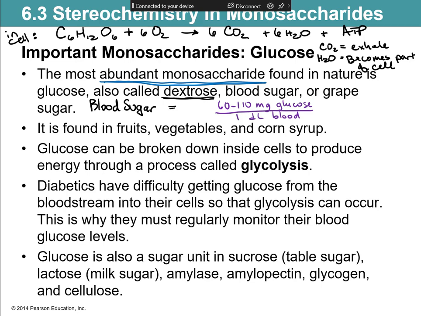Normal, this is a range. So your blood sugar does not have to be exactly a number. Your blood sugar is typically in a range, and it is considered normal as long as it stays between 60 and 110. If it goes below 60, what do they call that? What's the technical name? Less than 60 is called hypoglycemia, right? Because hypo means low. Okay, so hypoglycemia.